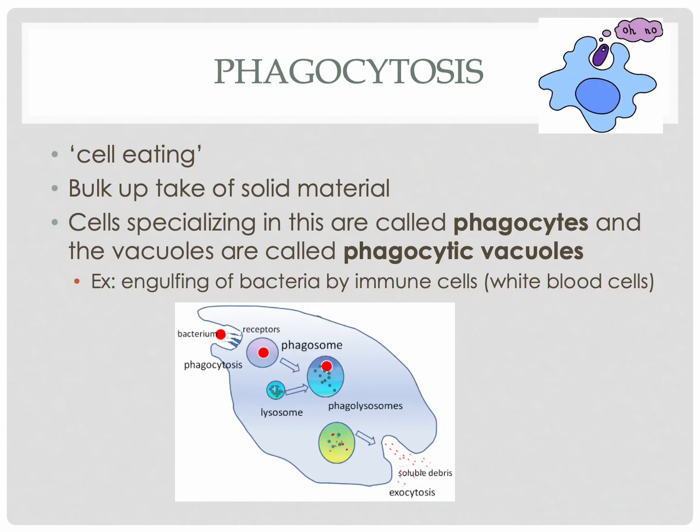Phagocytosis, or cell eating, is the bulk uptake of solid material. Cells specializing in this are called phagocytes. The process is called phagocytosis, and the vacuoles are called phagocytic vacuoles. An example is engulfing of bacteria by white blood cells.